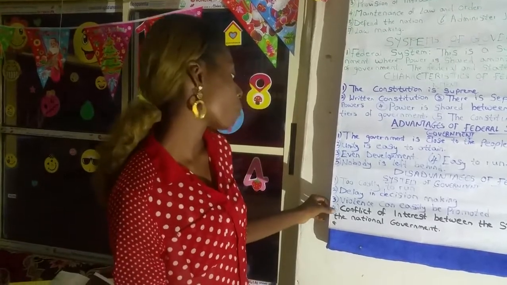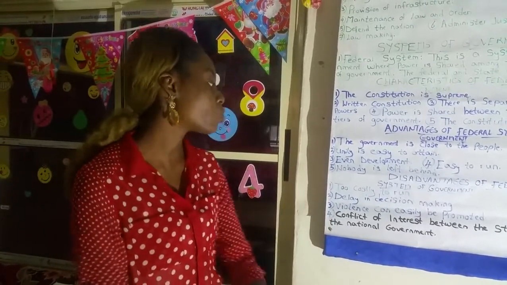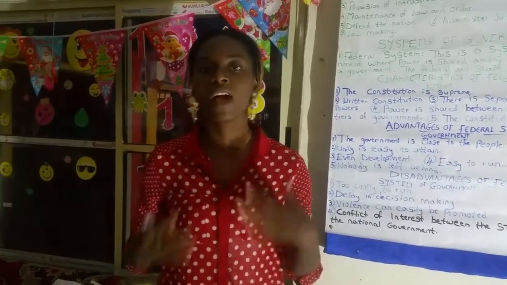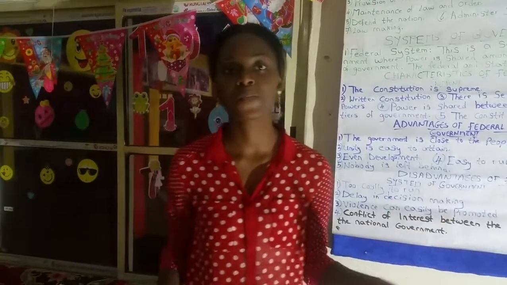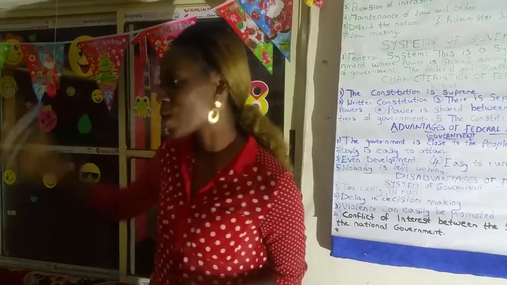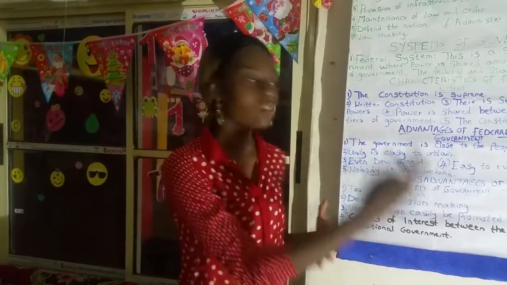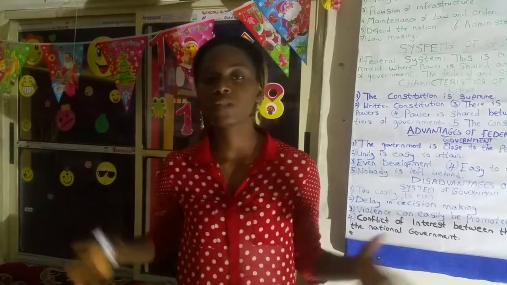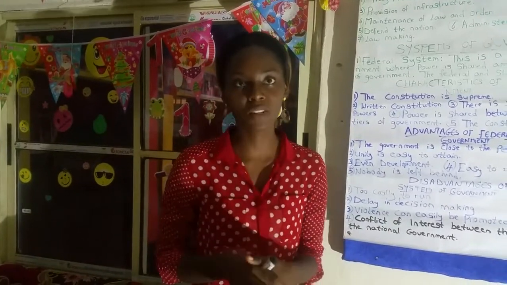Then we have number 4, conflict of interest between the state and the national government. Now, what's conflict of interest? I want rice, you want beans. Or I want aeroplane, you want land. So you see, what the federal government wants and what the state government wants can cause conflict at times.